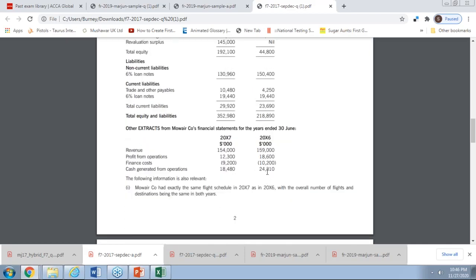And then from the revenue side, the revenue has declined slightly, but there is a huge reduction in the profitability, profit from operations. Finance cost has reduced a little bit, and cash flow from operations is also decreasing.